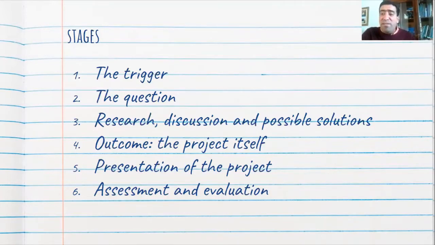So we have to ask a vet, we have to ask an architect, we have to ask a person who knows about security. So we can have different people that can give us input related to our particular project. So the outcome of all this, of the finding, the topic, the question that we have, and then the research and the discussion and the possible solution, is the project itself. So it's the outcome. And when you have an outcome, when you have a project, you have to share the project with people.